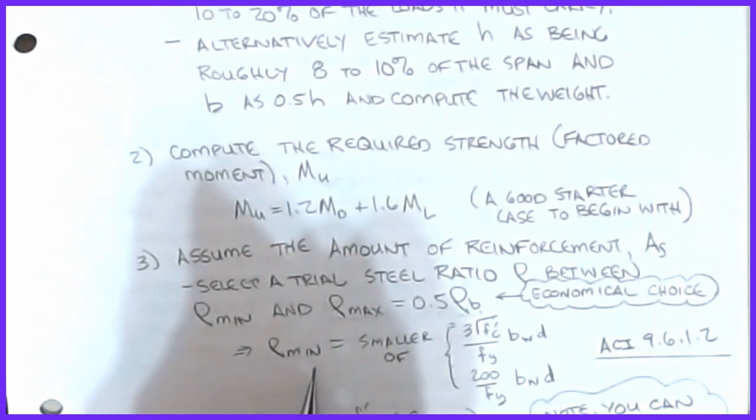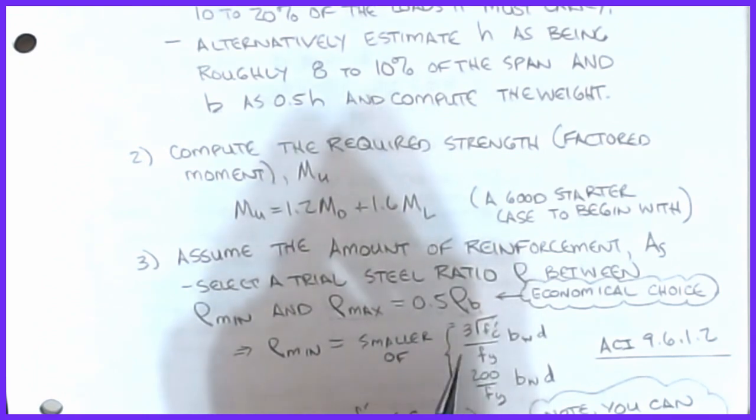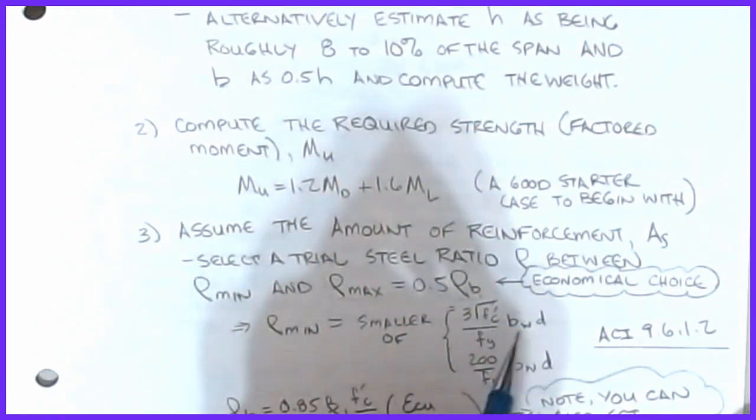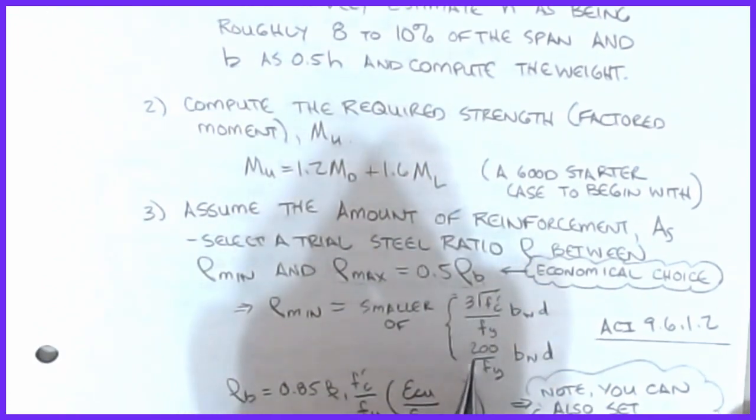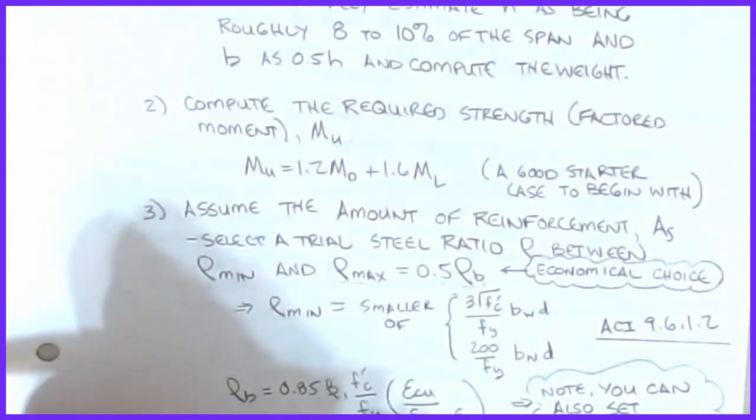Okay, so rho min, very, very simple, is the larger of that inequality: 3 root f'c over fy times b_w d, and 200 over fy.